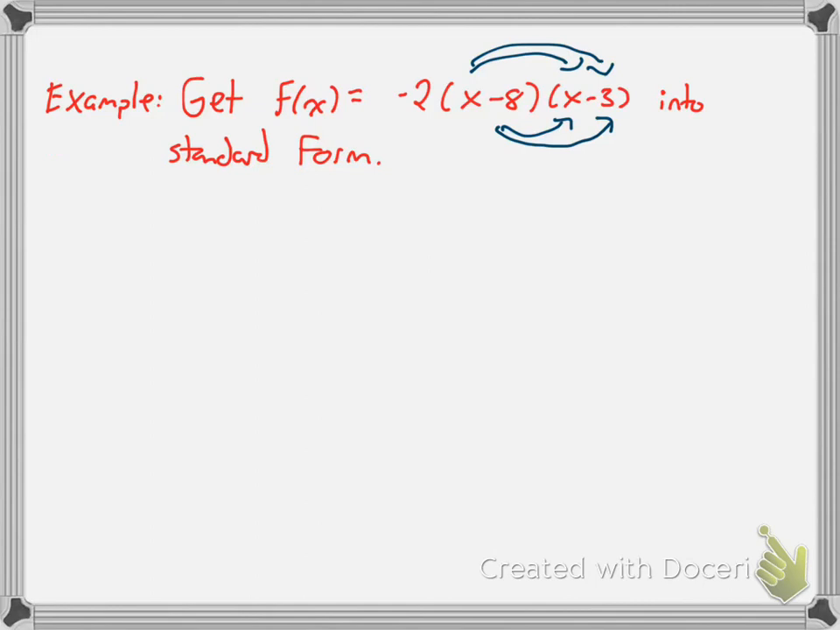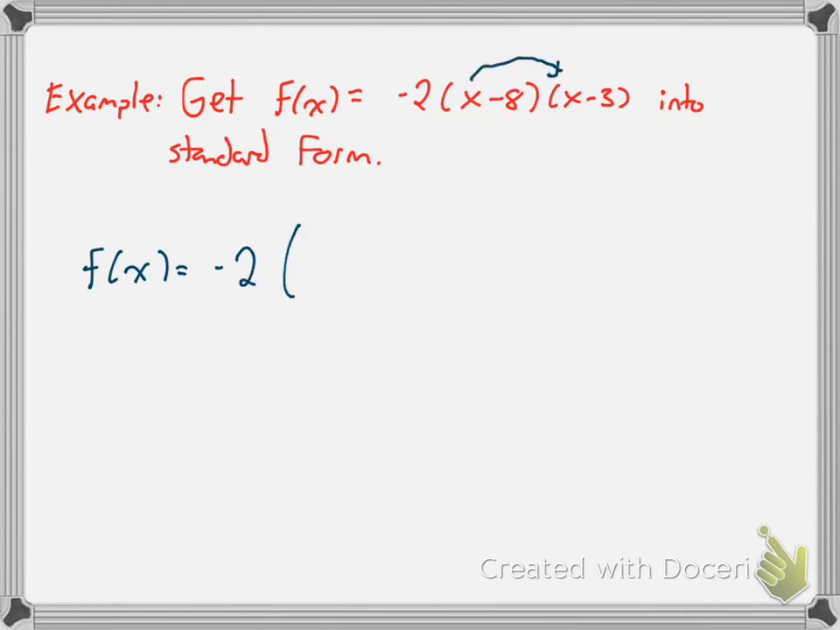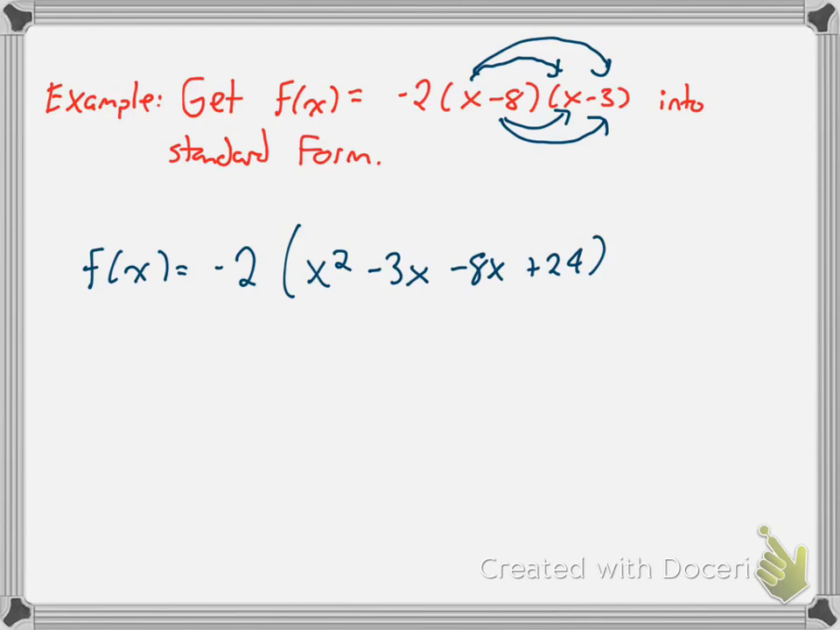So when I FOIL, I'll go through it step by step. F of x equals negative 2, because again, I'm dealing with that later. FOIL, the F means I multiply my first terms. Outer, inner, and my last. Negative 8 times negative 3 will give me positive 24. This is going to simplify by combining the two terms in the middle. The negative 3x and negative 8x will give me negative 11x plus 24.